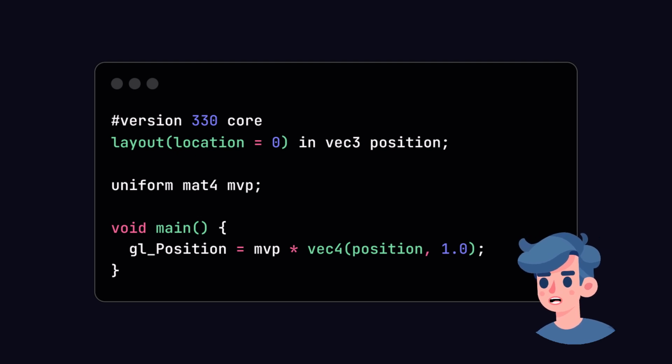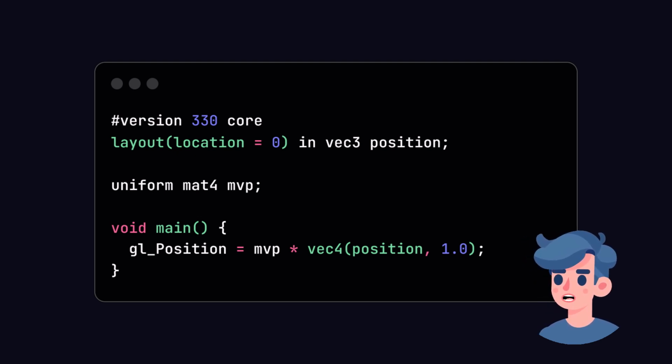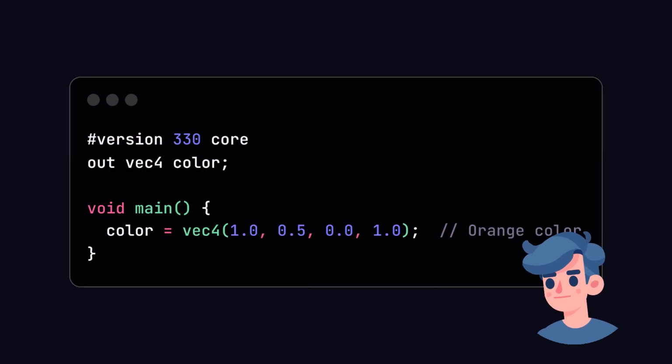Let's create a simple vertex shader that transforms a 3D point by applying a model view projection matrix. This vertex shader uses a uniform variable MVP to transform input vertices. You can observe the use of layout, location equals 0, which indicates that this input corresponds to the first attribute.